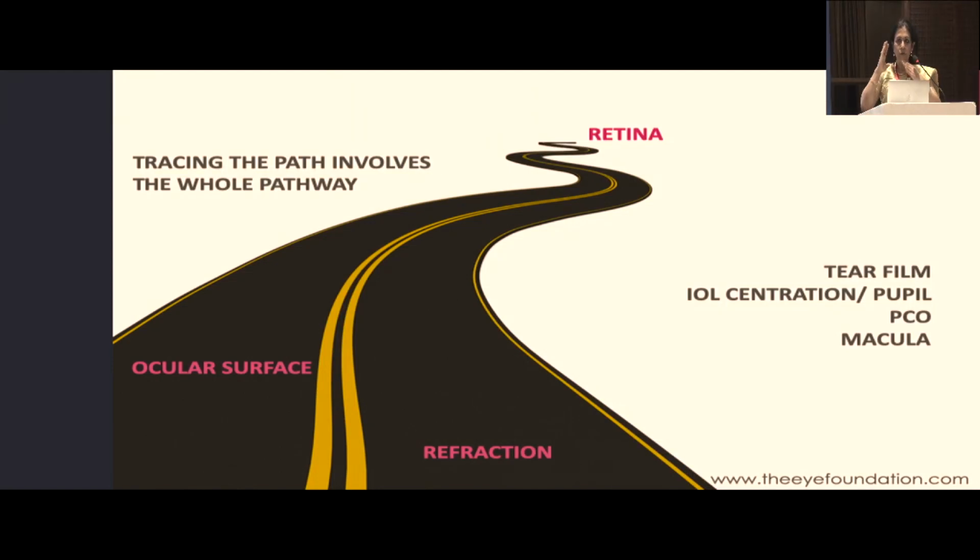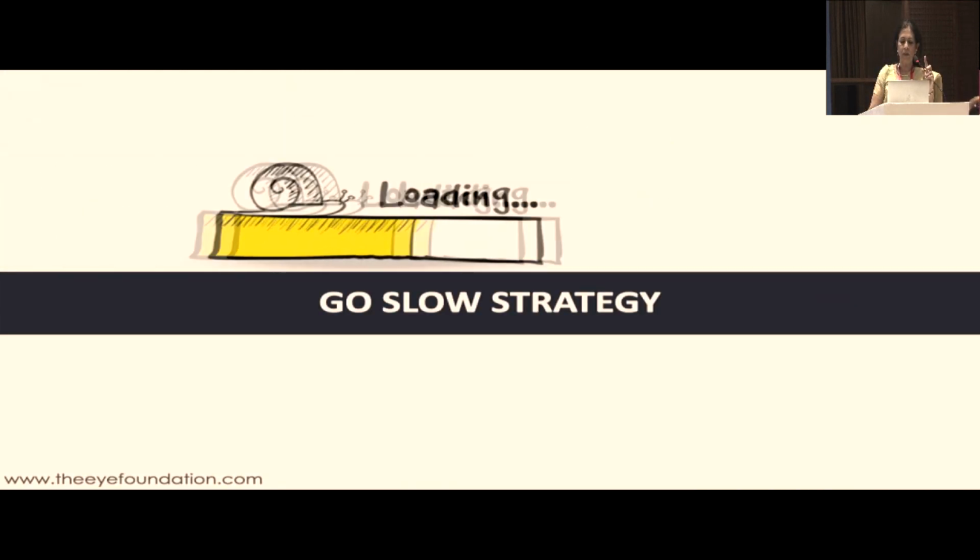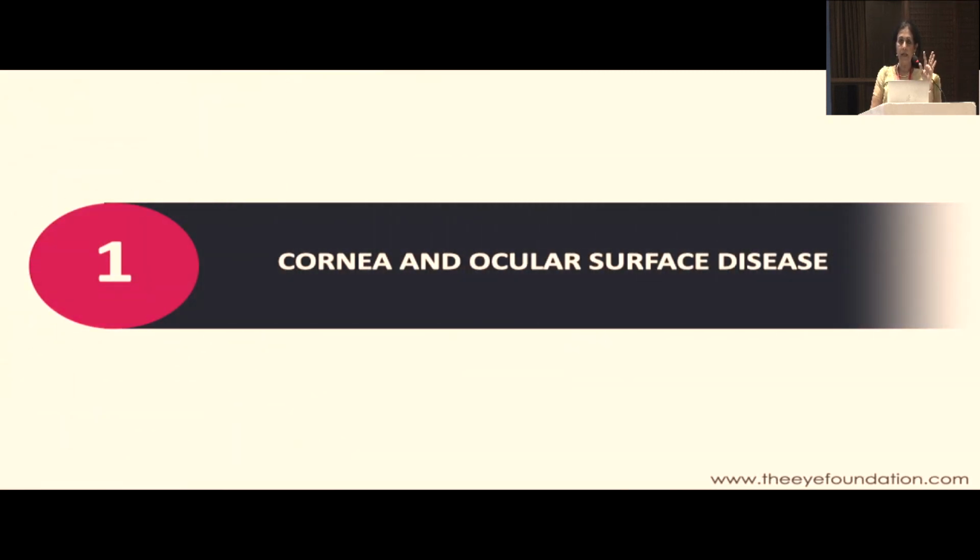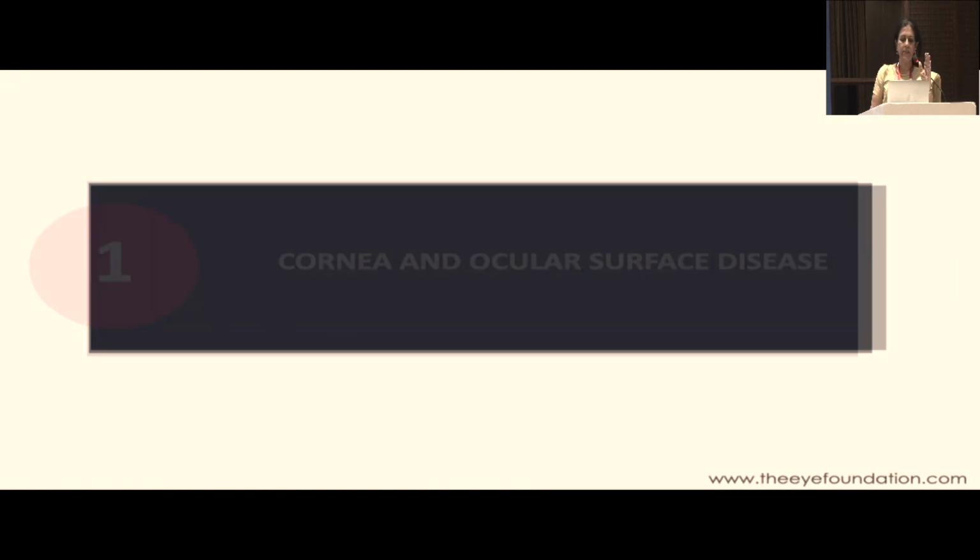But when you start looking at an unhappy patient, you have to look at him right from the cornea, the refraction, the ocular surface, the tear film, whether the IOL is centered, what the pupil size is, whether there is a PCO, and how the macula is. And then if there is an issue, you need to go slow. You cannot plan the other eye. Normally, you would like to do the second eye at a short interval for neuroadaptation, but sometimes you know this patient has a specific problem.